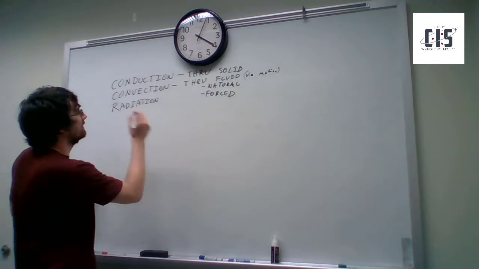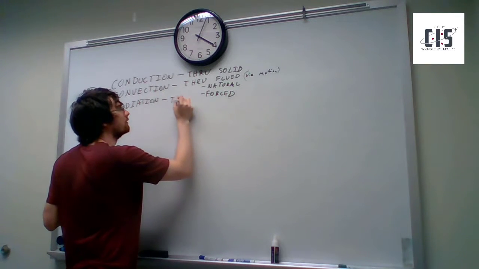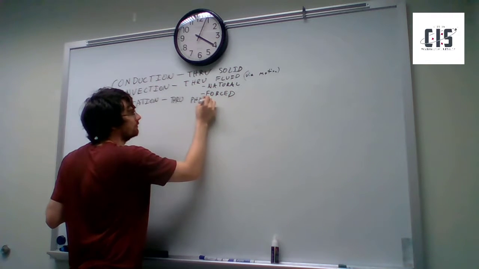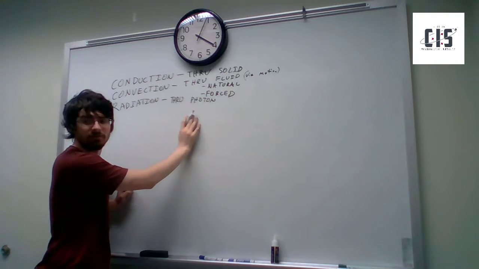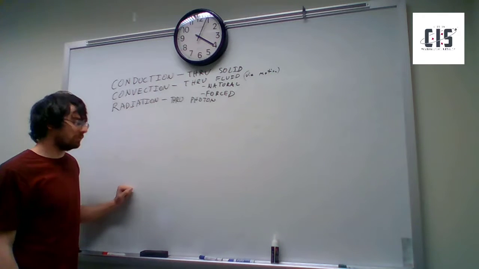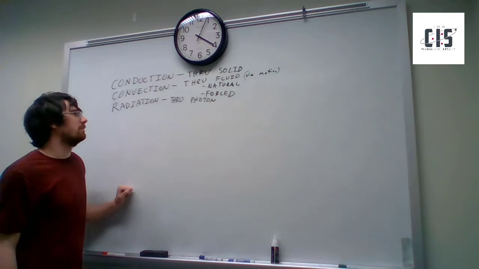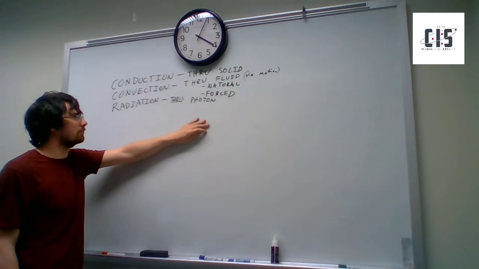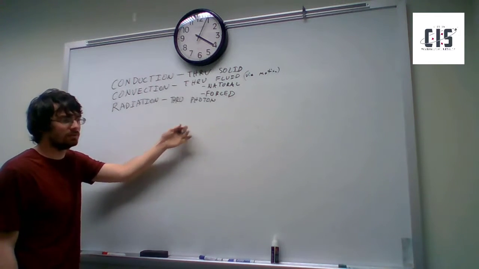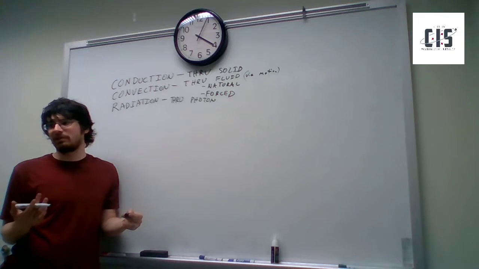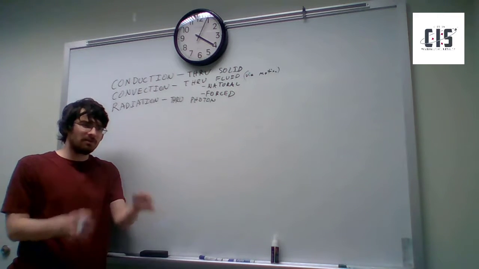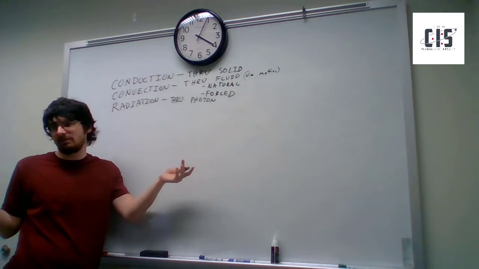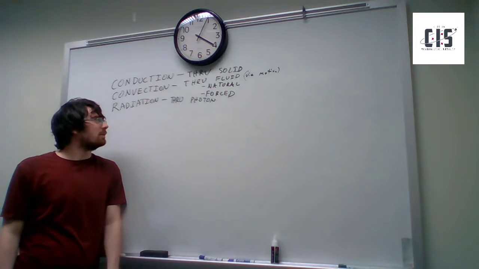And then the last one is radiation through photons. This is known as light generally. So there's different wavelengths of light, different energies of photons. Visible light is one type, has a specific wavelength range which we can see. And then outside of that, we just can't see it because our eyes don't pick it up.